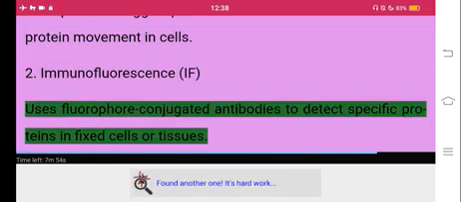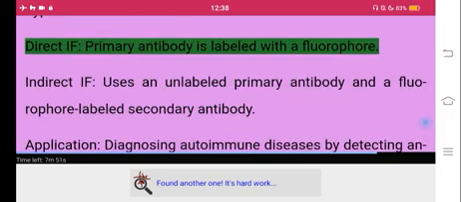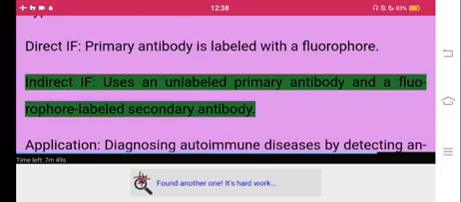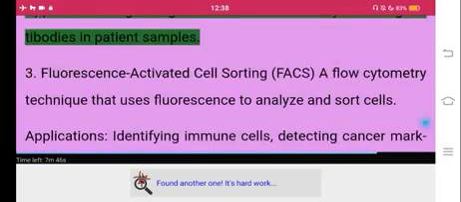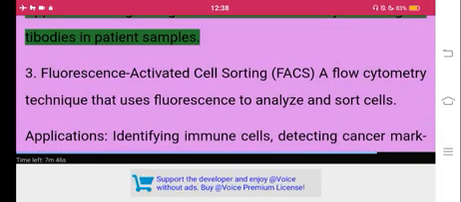2. Immunofluorescence, IF. Uses fluorophore conjugated antibodies to detect specific proteins in fixed cells or tissues. Types. Direct: primary antibody is labeled with a fluorophore. Indirect: uses an unlabeled primary antibody and a fluorophore labeled secondary antibody. Application. Diagnosing autoimmune diseases by detecting antibodies in patient samples.